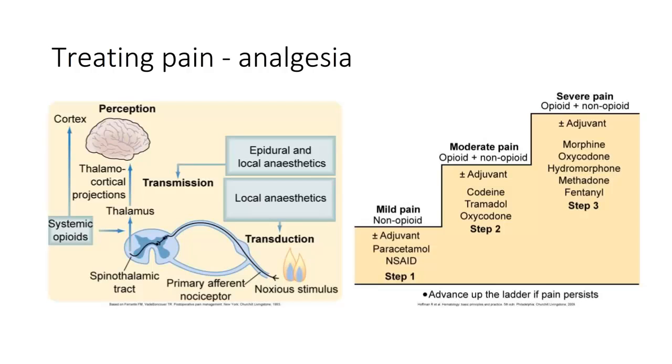The other way we can treat pain is to use analgesia that is the result of anesthetics. So you'll notice on the left-hand side there we have a graphic that's looking at local anesthetics blocking pain signals to the spinothalamic tract, or using things like epidurals and local anesthetics to prevent pain signals from further up the pain pathways.